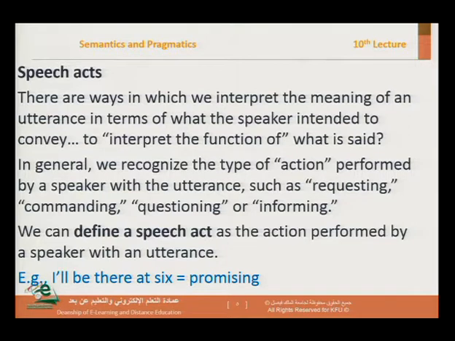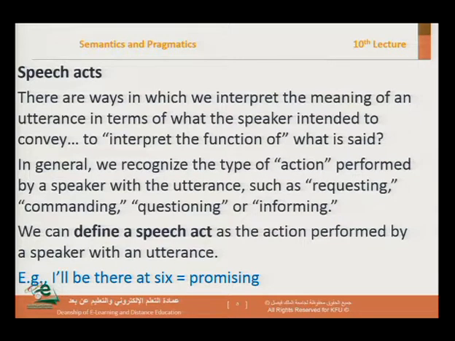If someone says, "I'm sorry," they're trying to apologize. If someone says, "Can I have your pencil?" he's trying to make a request, right? If someone says to you, "Shut down the light, please," or "Turn off the TV," that's basically a command. So we recognize just through the language the kind of action performed by this speaker.